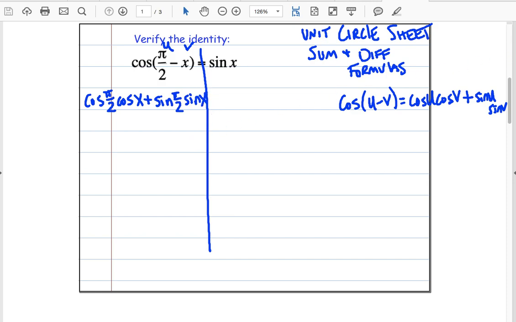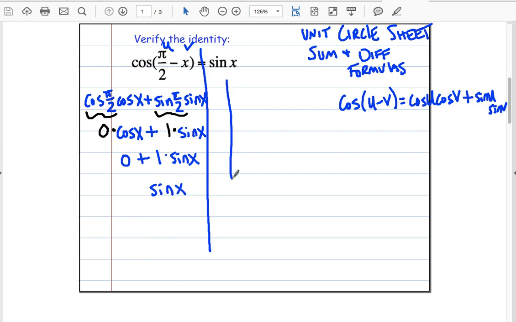Now, those pi over 2's are angles on the unit circle. So I can go to pi over 2 and know that the value of cosine is 0. X is not on the unit circle, so I'm just going to leave that as a cosine x for the moment. Sine of pi over 2 is 1. And I still have that sine x there. So I have 0 times cosine plus 1 times sine. Well, 0 times cosine is 0, and 1 times sine would just be sine x.